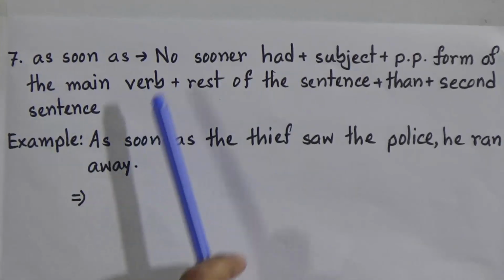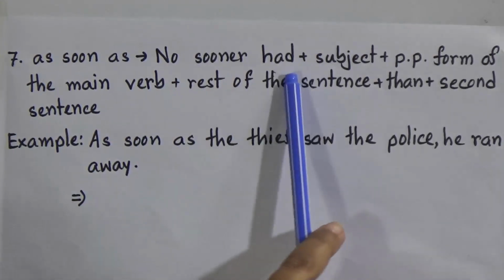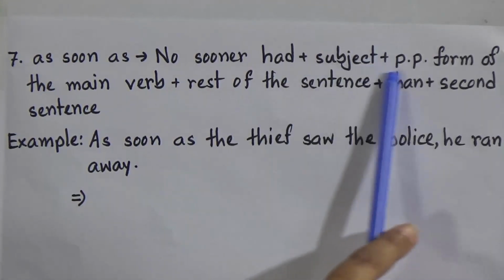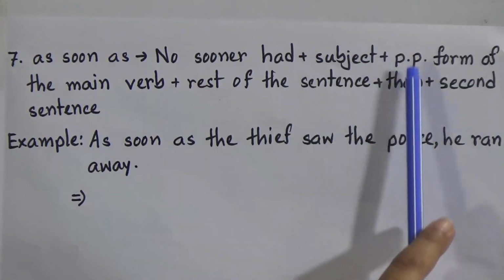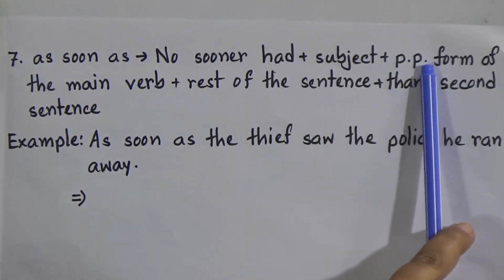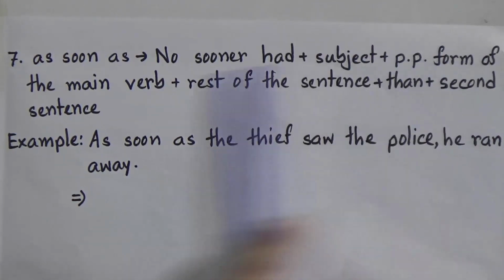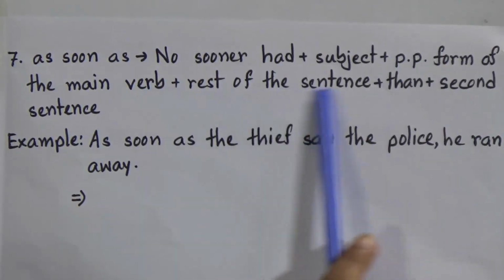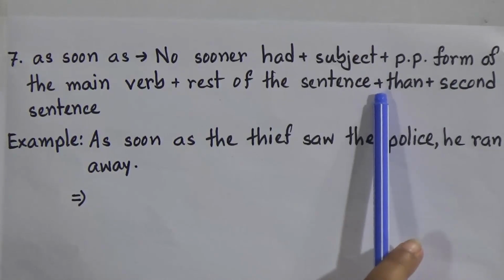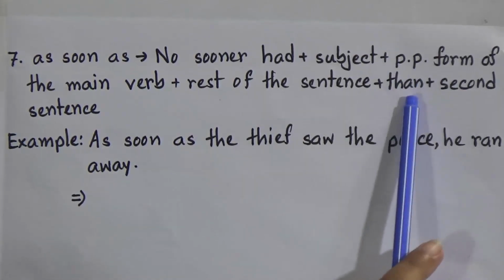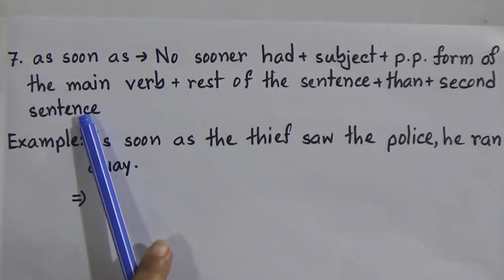We will start our sentence with no sooner had. Then there will be the subject, then the PP form of the main verb, that means the past participle form of the main verb. PP means the past participle form of the main verb, then the rest of the sentence. Now we will add then, T-H-N, now the second sentence.